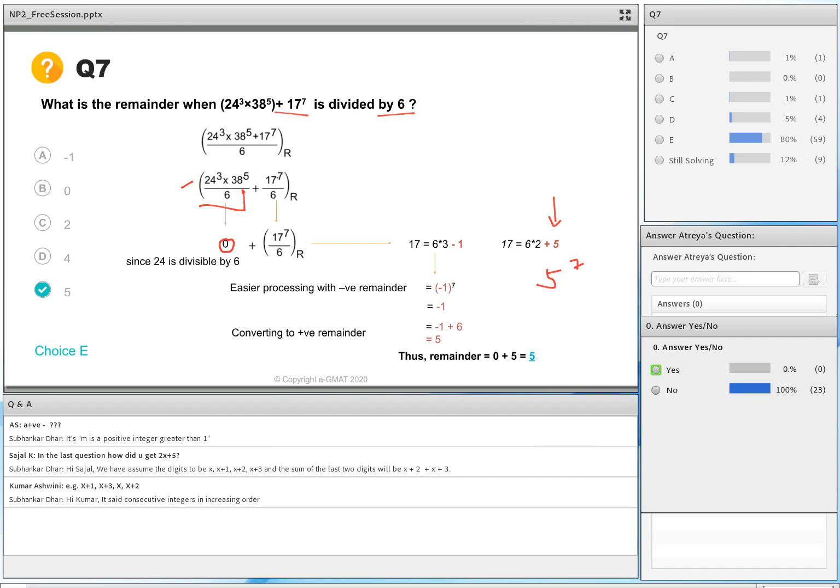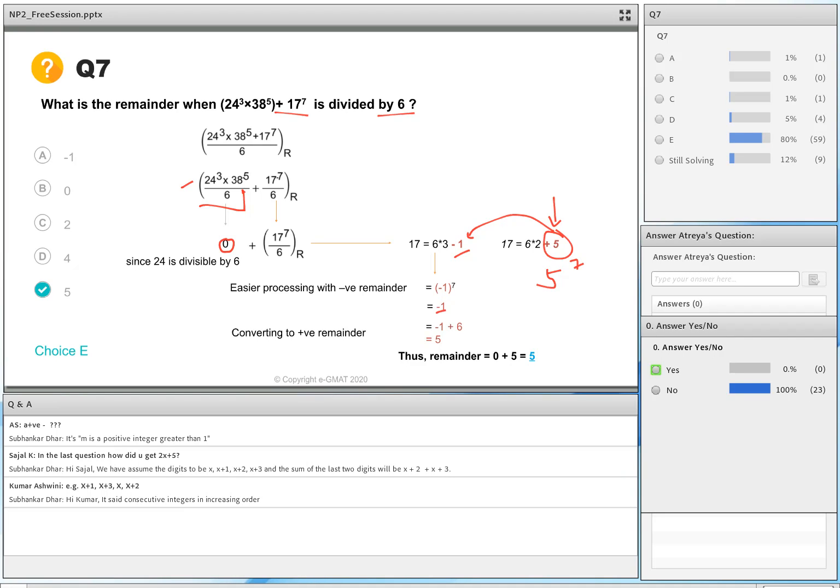So you need to turn this positive remainder into the negative remainder to ease your calculations. And when you turn this to a negative remainder, you just subtract the divisor, which is 6, and you get the negative remainder to be equal to -1. So the question now is -1 to the power 7. Again, -1 to the power an odd number returns me a -1.